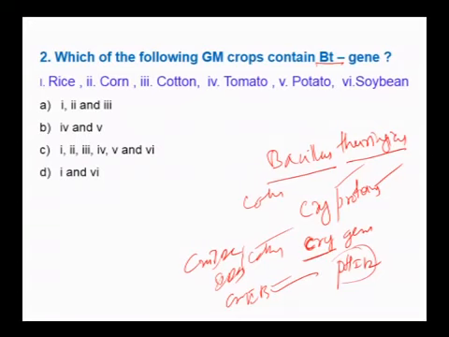Which of the following genetically modified crops contain Bt gene? That is, especially the cry genes that are introduced. Rice, corn, cotton, tomato, potato, soybean. In all these crop plants, these cry genes have been introduced through genetic engineering. Hence, the option is C.